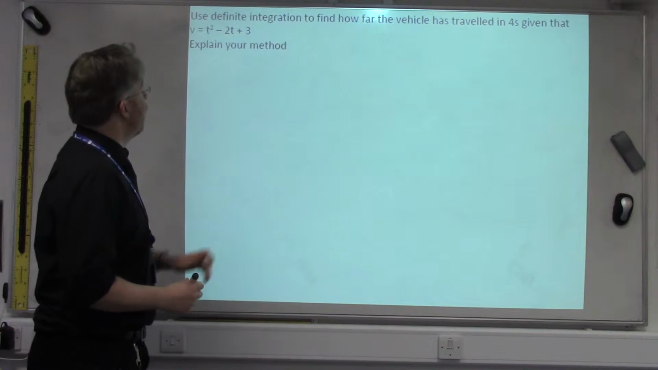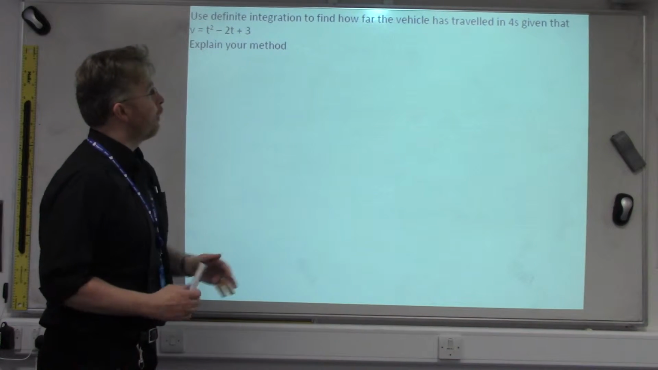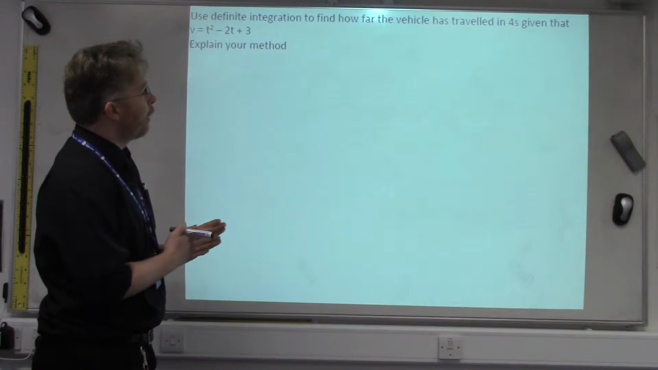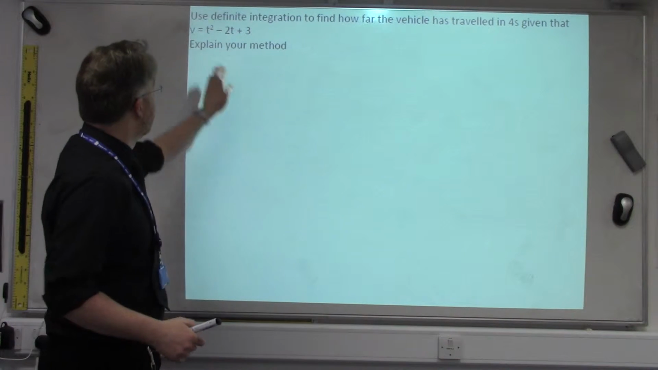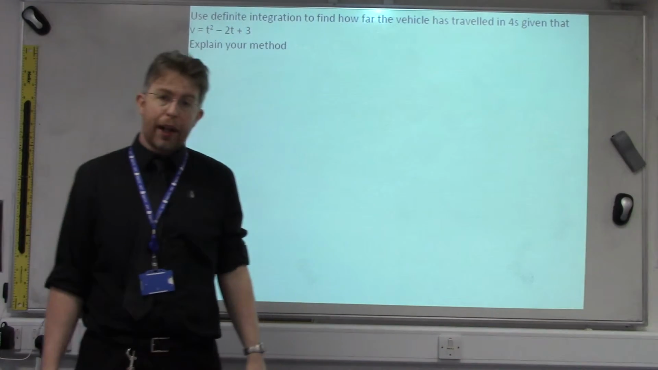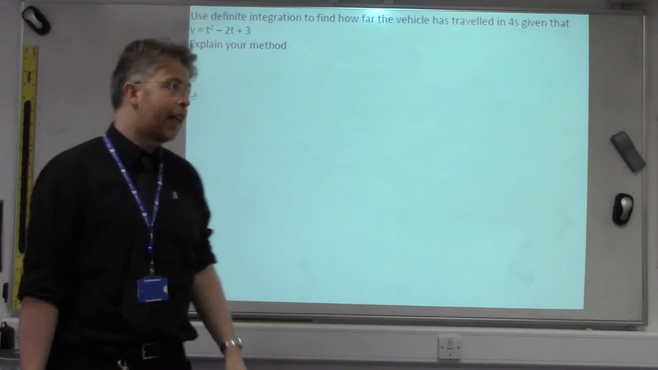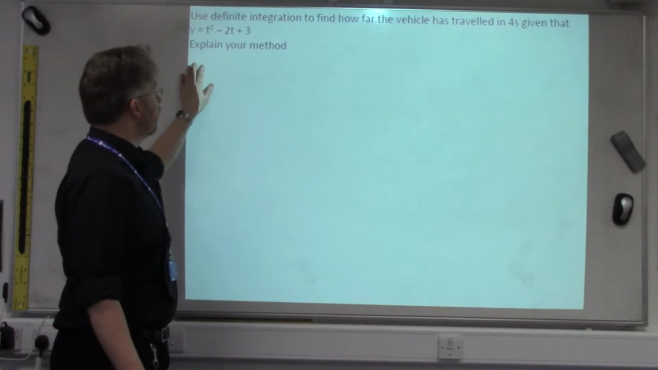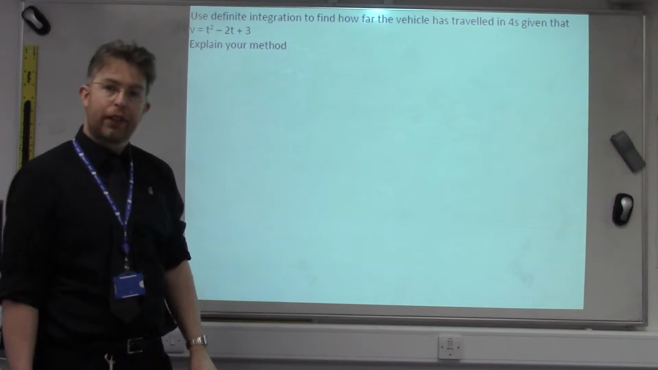So, on B5, we have to use definite integration to find out how far the vehicle has travelled in 4 seconds, given that v equals t squared minus 2t plus 3. To get a pass grade, you need to be able to do this correctly. If you want to get merit or distinction, you're going to have to explain your method.